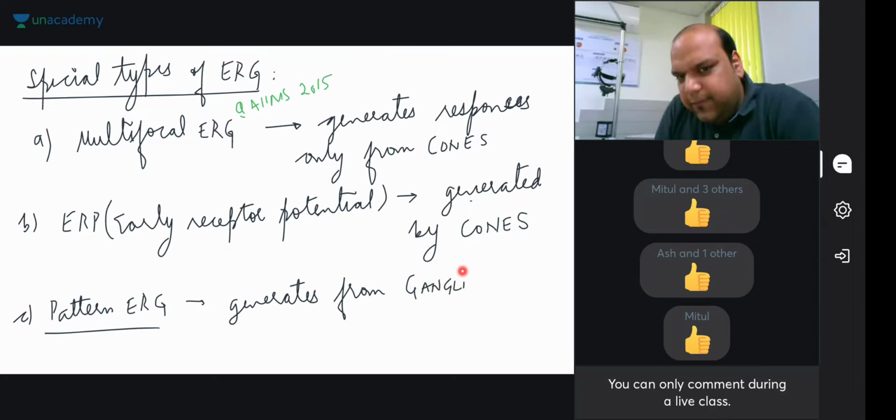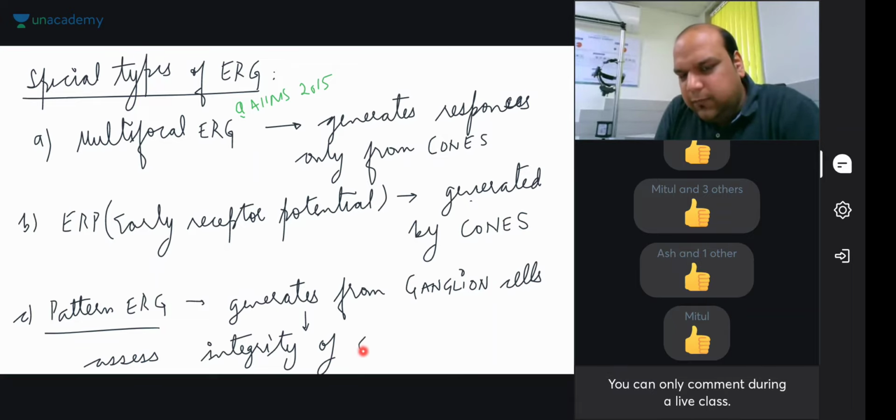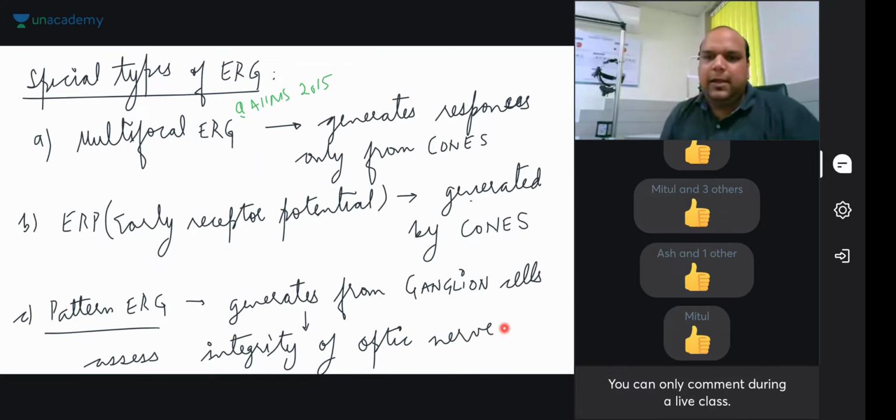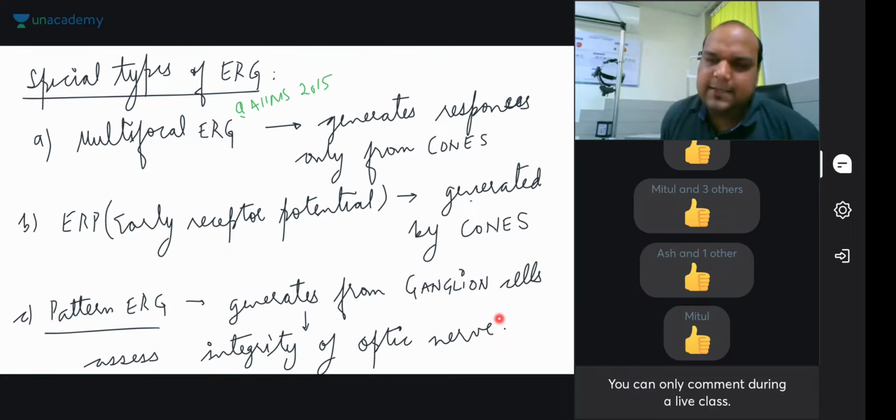Because it generates from ganglion cells, that is why we say it assesses the integrity of the optic nerve. As we just discussed in the basic anatomy, optic nerve is the same as ganglion cells. Axons of ganglion cells form the optic nerve. So pattern ERG generates from ganglion cells. That's why it assesses the integrity of optic nerve.